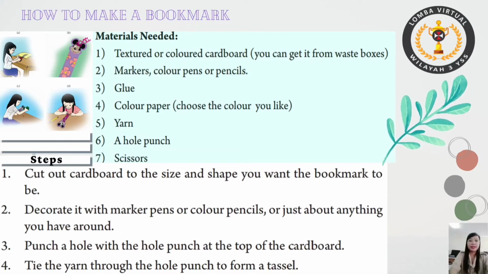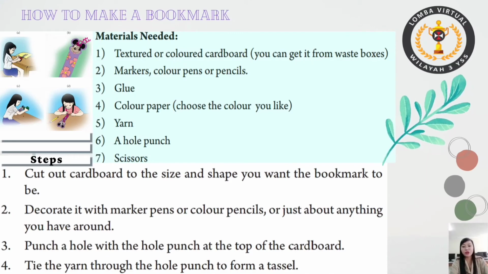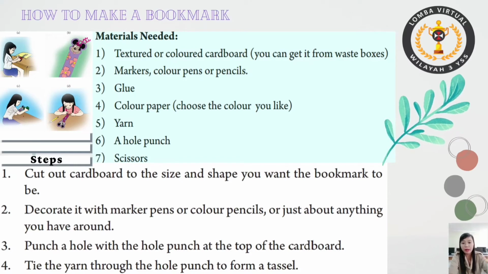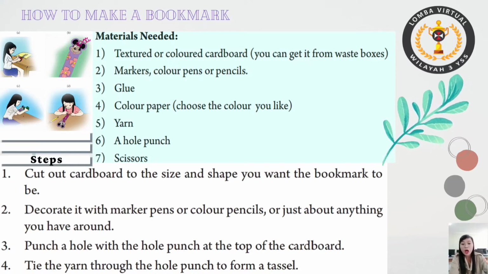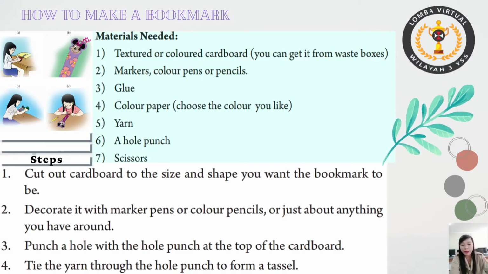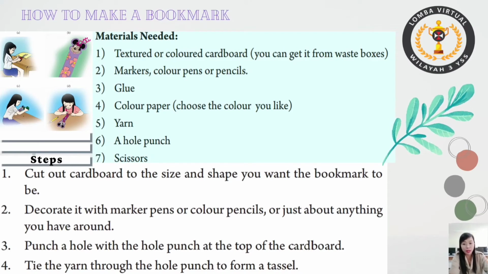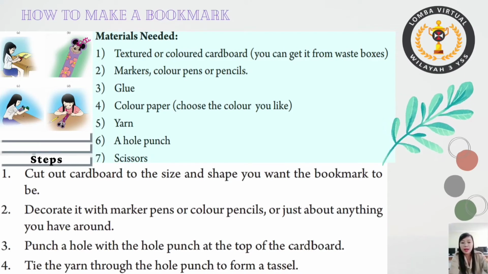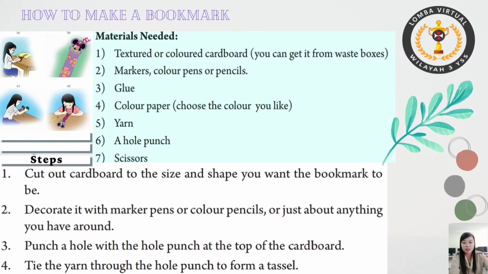Materials needed. The first one is textured or colored cardboard. The second, markers, color pencils. Third, glue. And the next, colored paper. Choose the color you like. And the next, yarn, a hole punch, and the last is scissors.